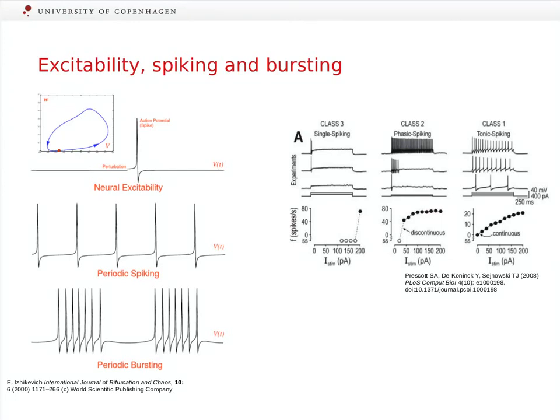We shall call a neuron, or a model, or a system, excitable if a small perturbation from a resting state evokes a stereotypical response which makes large excursions in the phase plane, namely in voltage mostly, and called an action potential or a spike, and then returns back to the resting state. So this would be an excitable system.